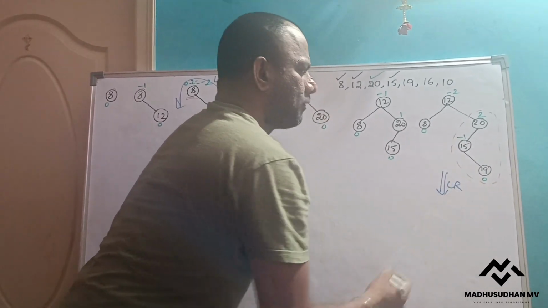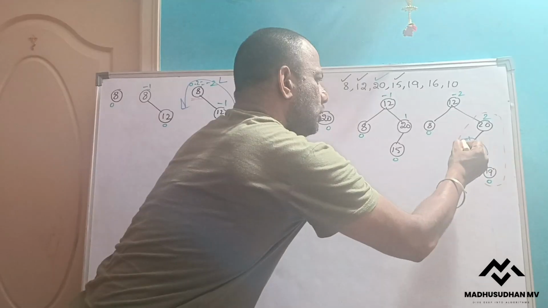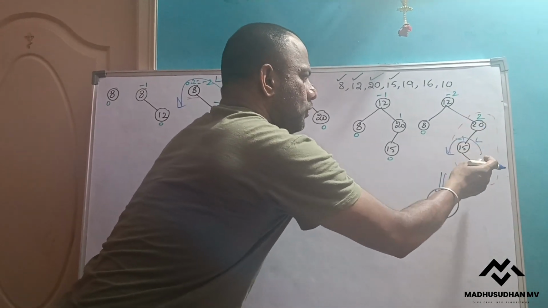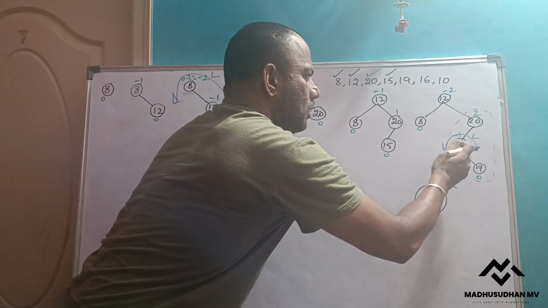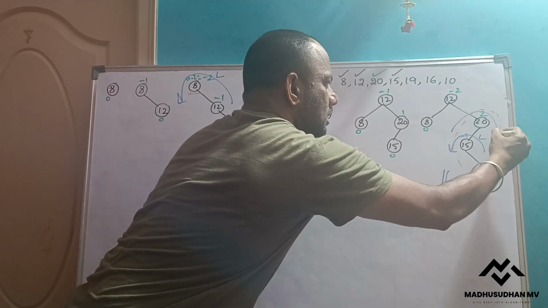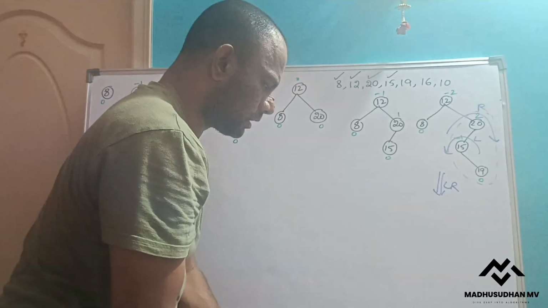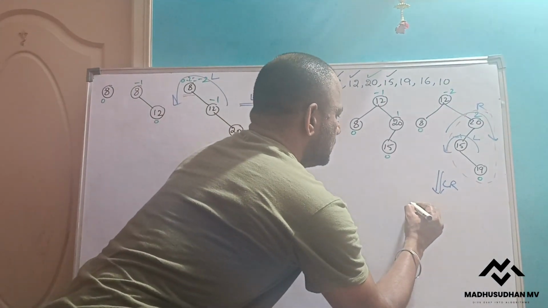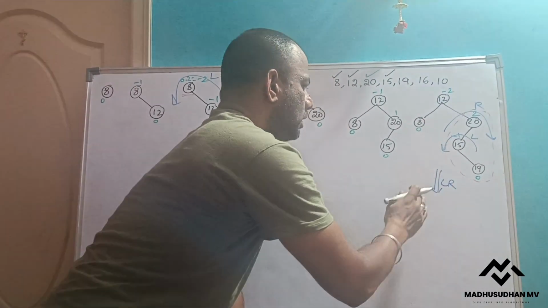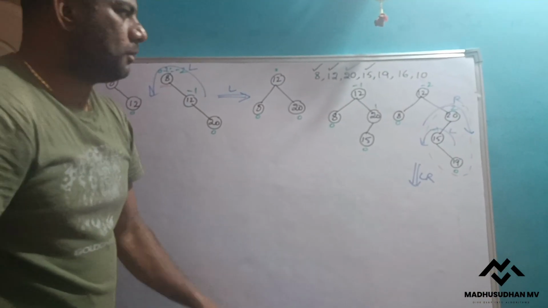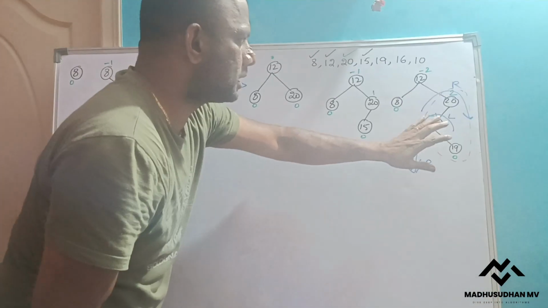Left right means first you do your left. If you do the left, 19 comes here, 15 goes here, then you do the right. Okay, so I got this. Now replace this one. If you have confusion, I will show one more method.